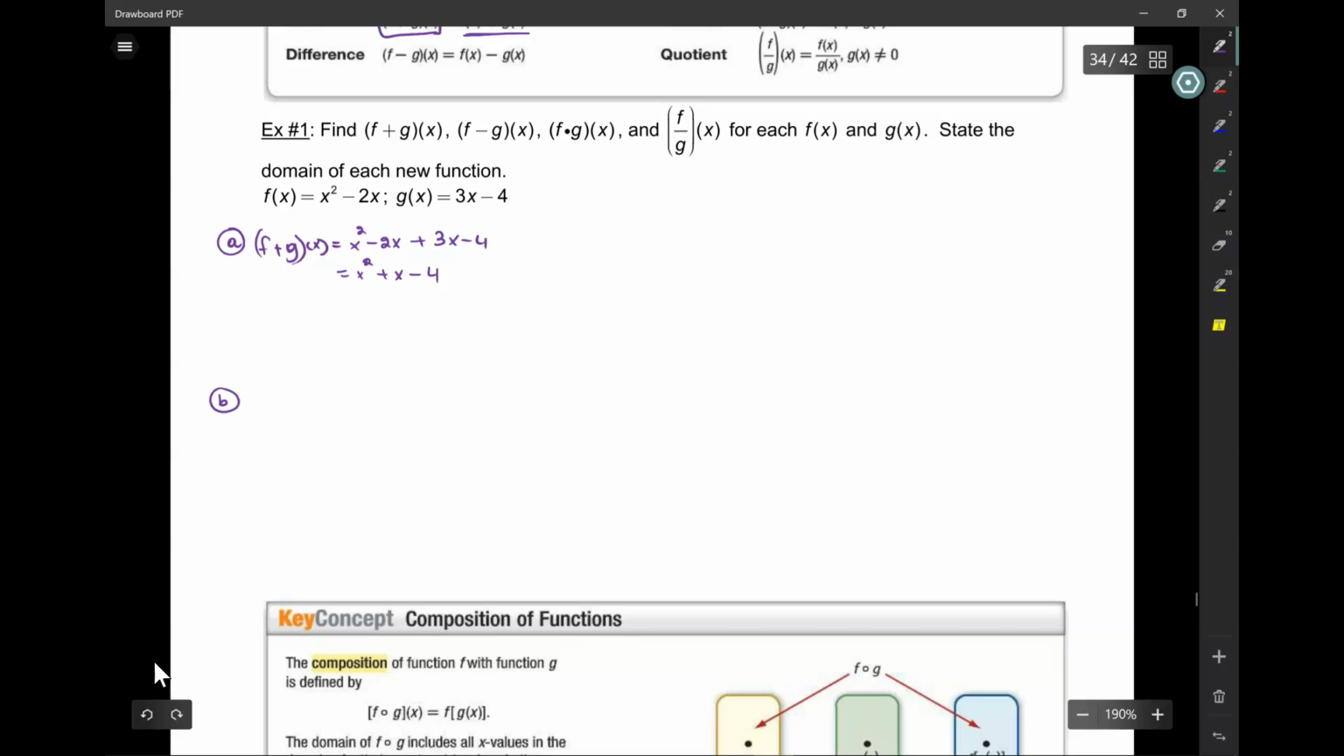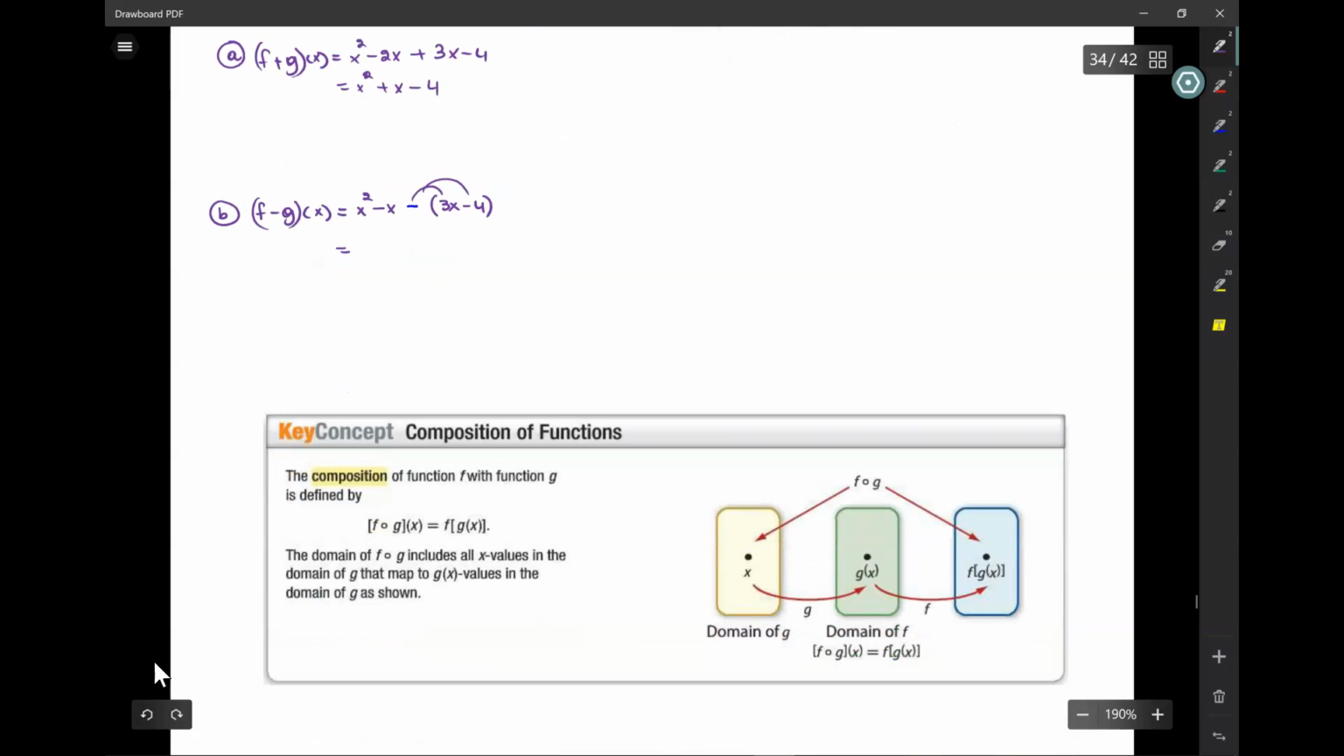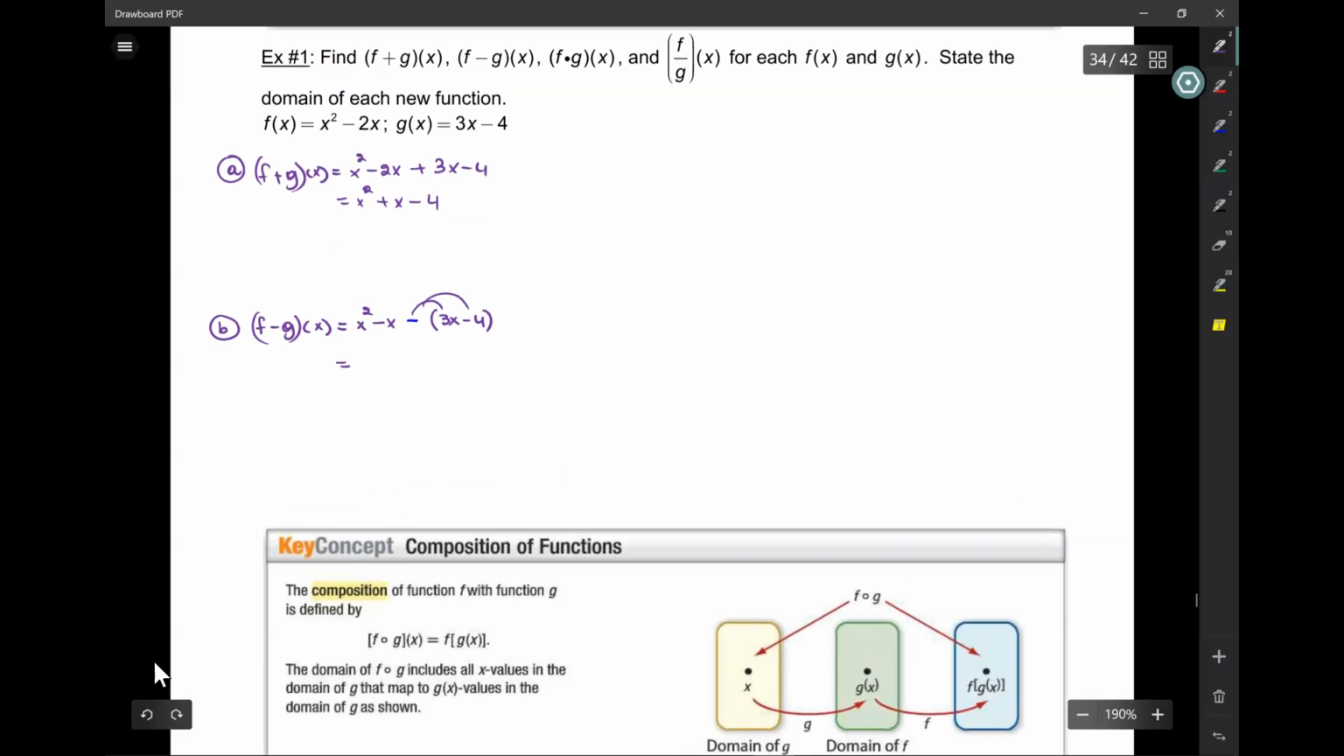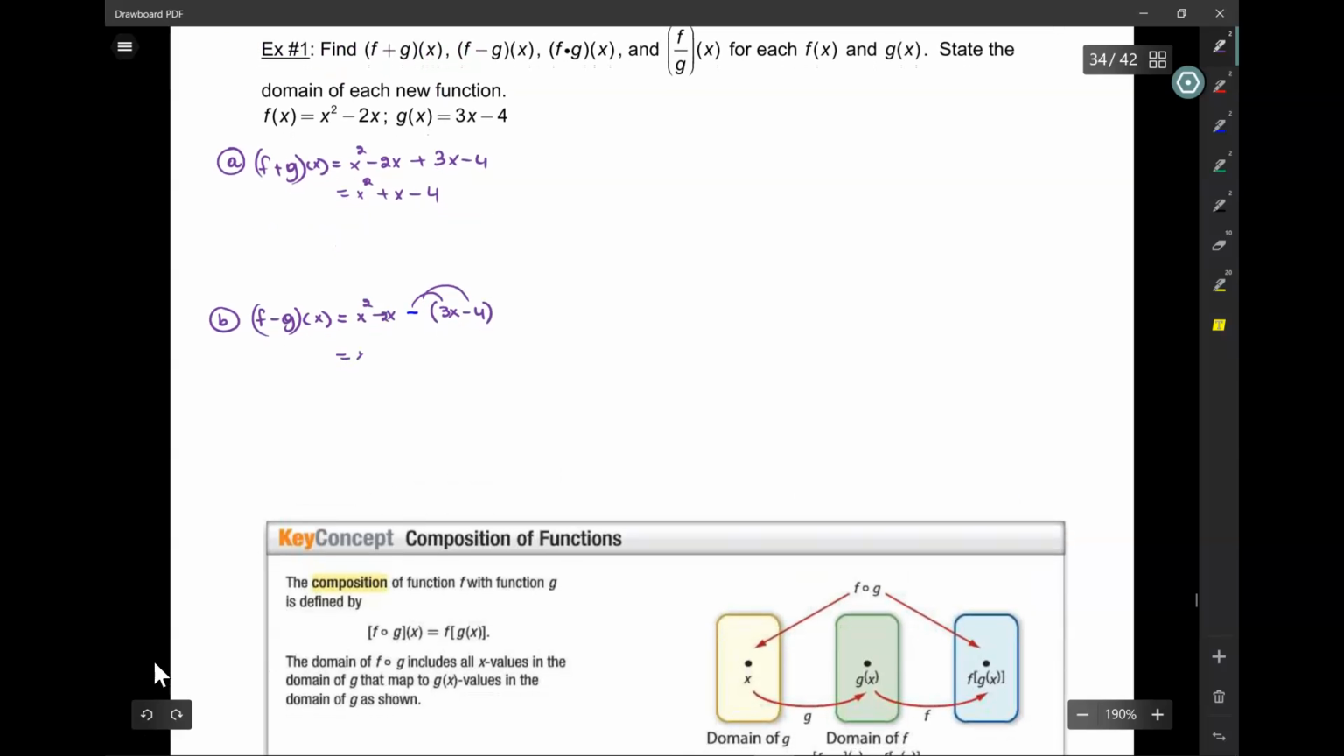Add like terms, or combine like terms. For b, now I want to do f minus g of x, x squared minus 2x minus. Now it's minus, so I have to put parentheses around the second one. And when I distribute, it's x squared minus 2x minus 3x plus 4. X squared minus 5x plus 4.